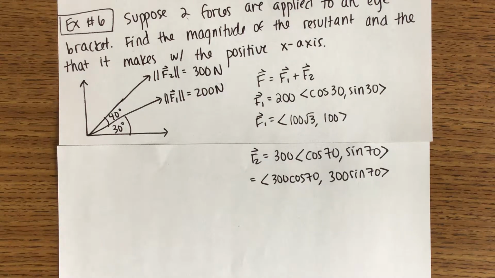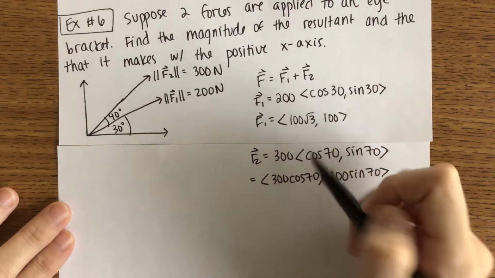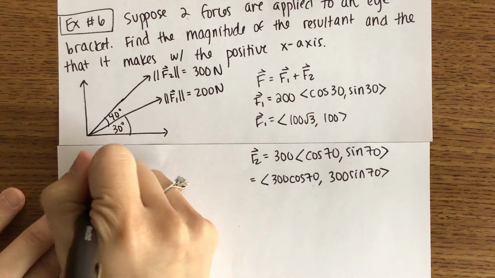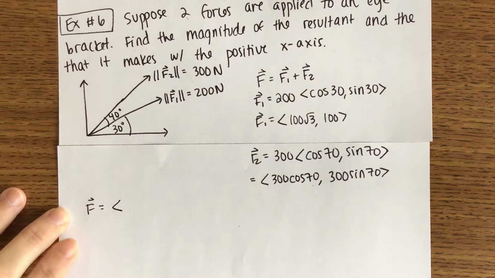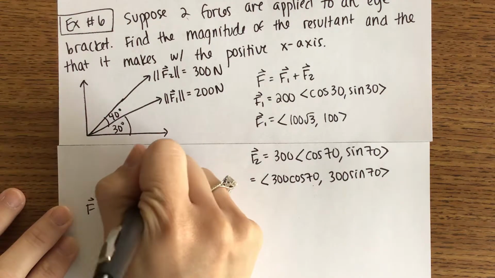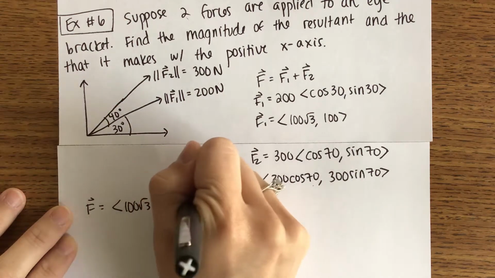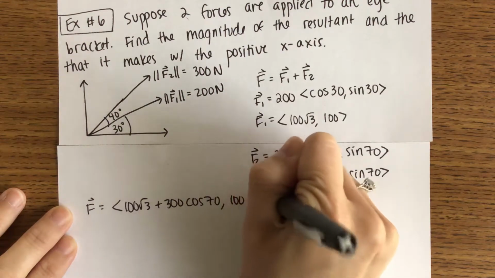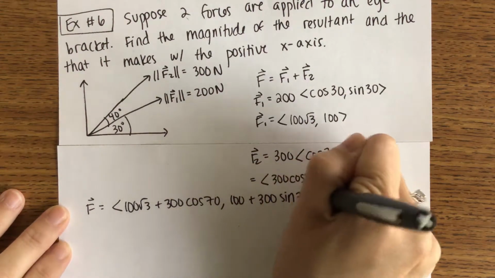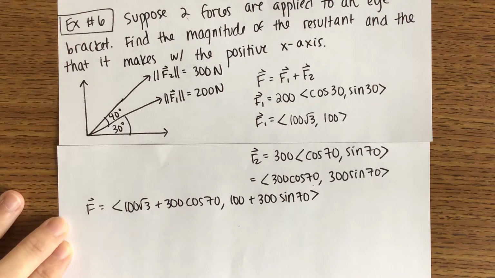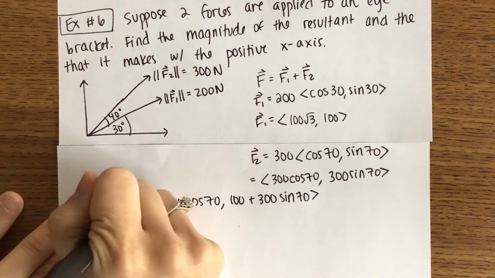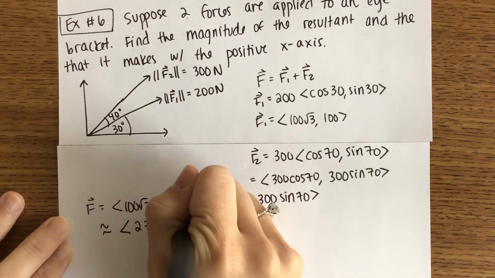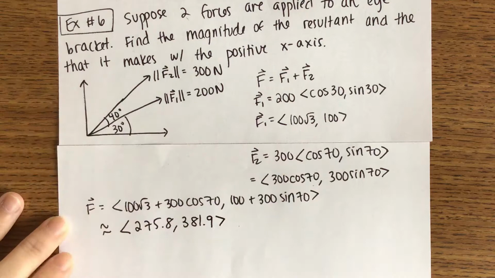So then our resultant force is going to happen when we add our two forces together. So right now we're going to add these two together to get the resultant. So this will be 100 root 3 plus 300 cosine of 70, and then 100 plus 300 sine of 70. This is about 275.8, comma 381.9.